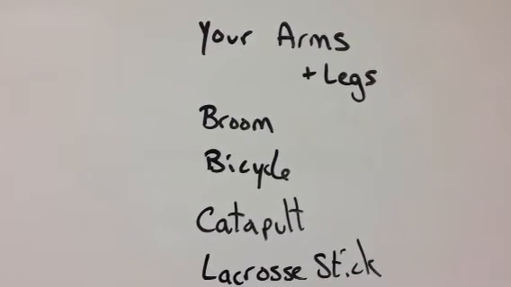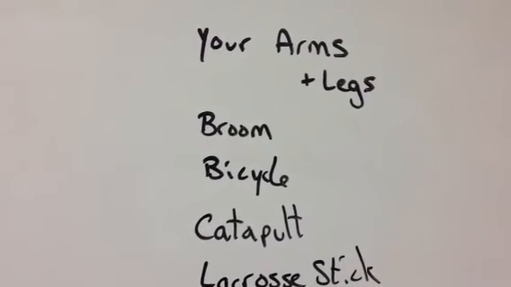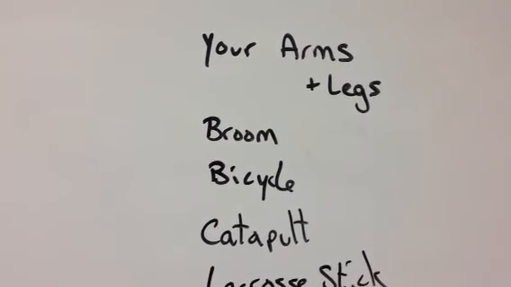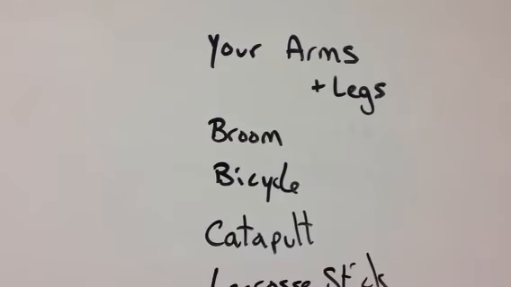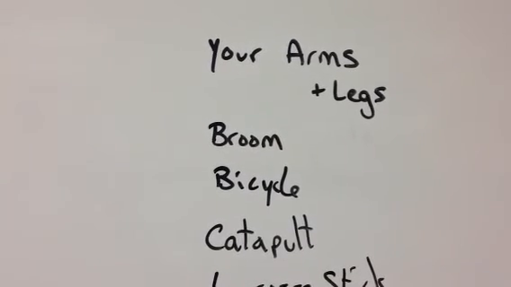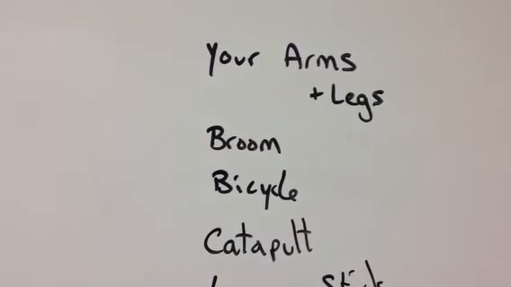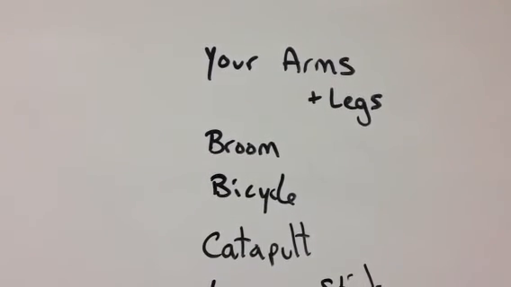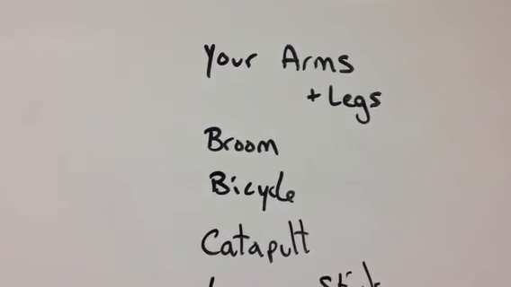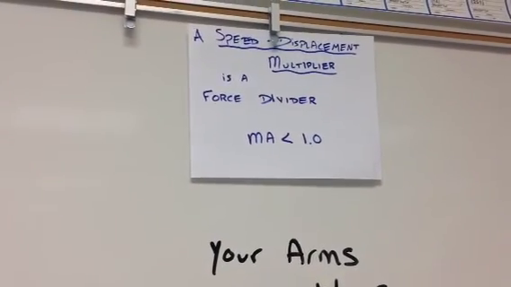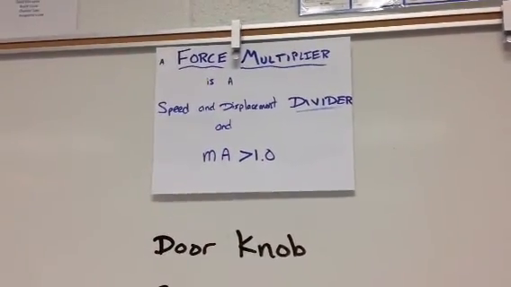Your arms and legs. Your muscles are capable of contractions, strong contractions over short displacements. So your arms and legs are designed to take that small displacement, large force, and put out a larger displacement, smaller force. And depending on the machine, sometimes you want it to be a speed displacement multiplier. Sometimes you want that machine to be a force multiplier.